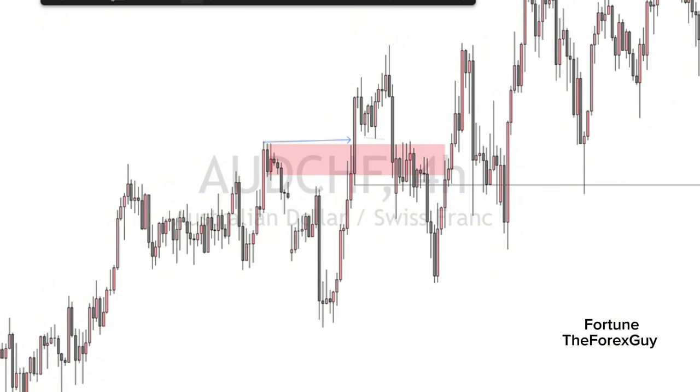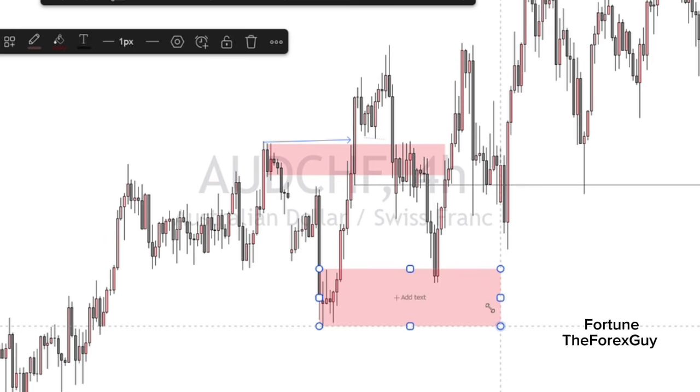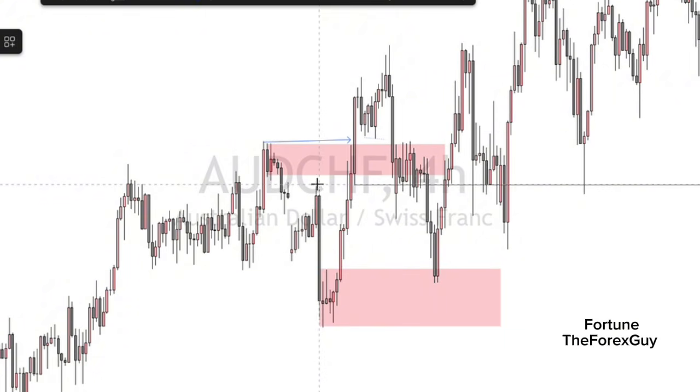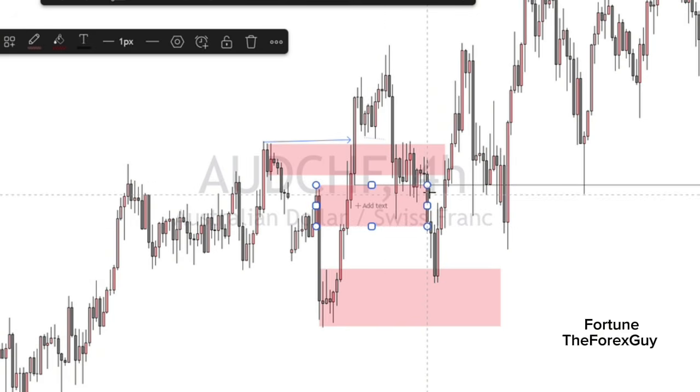Now we have another POI here, which is the extreme POI. Although we also have another POI here, let me mark this one out. We also have another breaker block here, but you can see this breaker block is overlapping the equilibrium price. This middle line of your Fib tool is the equilibrium price. You don't have to make any trade decision at that level.